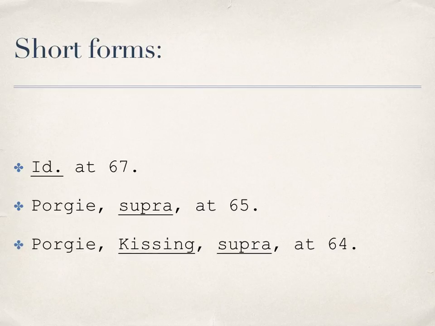Now something else can happen. Sometimes you might cite more than one article by the same author. When that happens, you need to add another piece of information between the author's name and the supra, and that's simply some shortened form of the title of the article you want to draw your reader's attention to. It's up to you what you want to put in for that short form, so long as it's clear to the reader what you're talking about and they can find that authority. That's sufficient. You have a fair amount of discretion here.